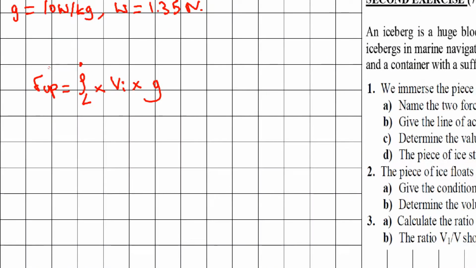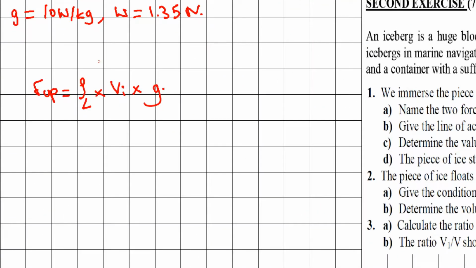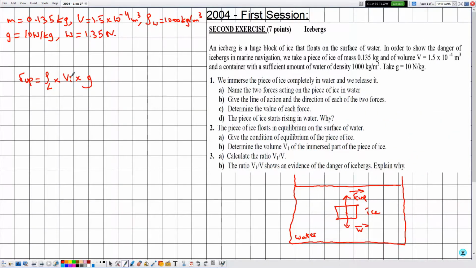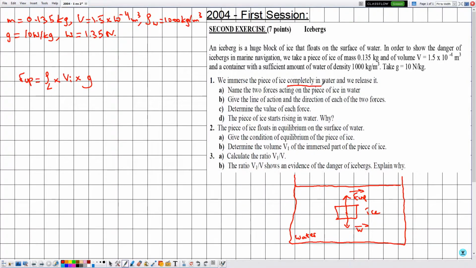So we know the value of the density of the water, which is given by 1000. We know the value of G, which is given by 10 newton per kilogram. It's left to know the volume VI in order to determine the value of F upthrust. We don't know the volume VI, but it is important that the piece of ice is completely immersed in water, so the immersed volume is equal to V.